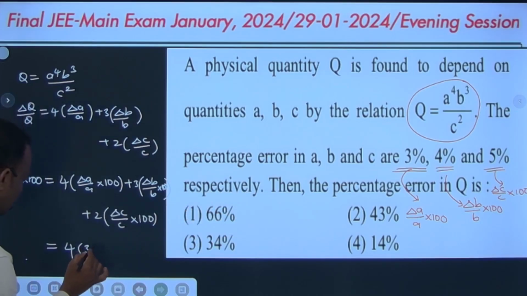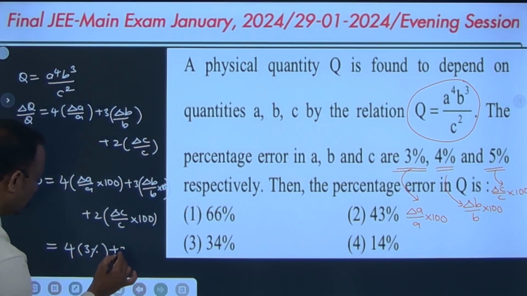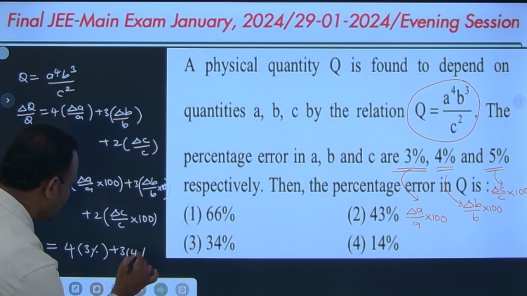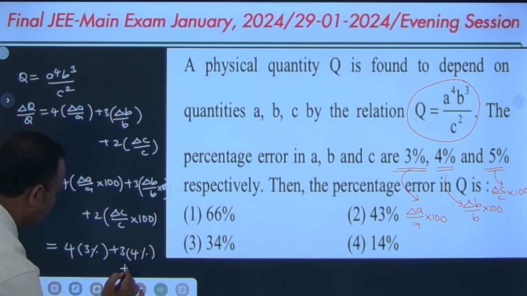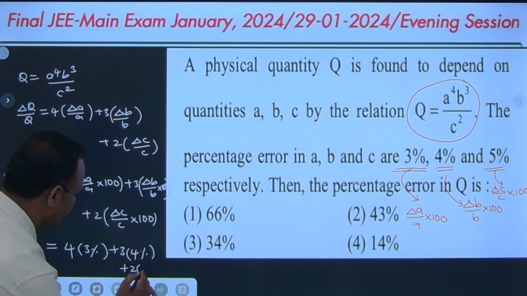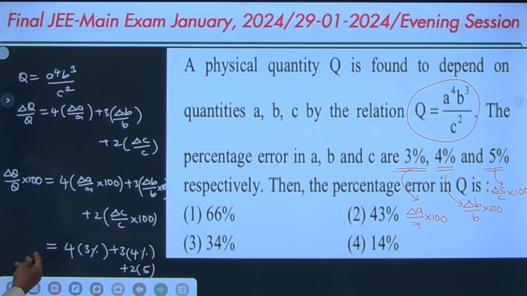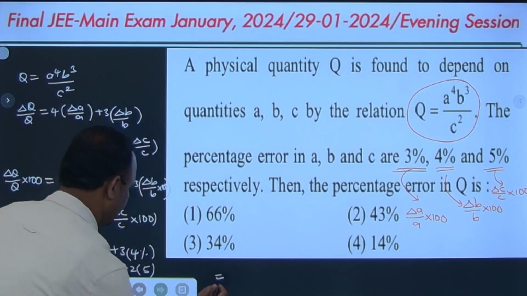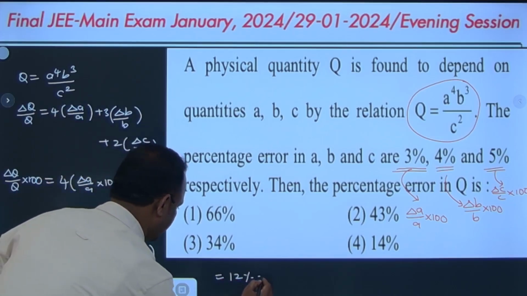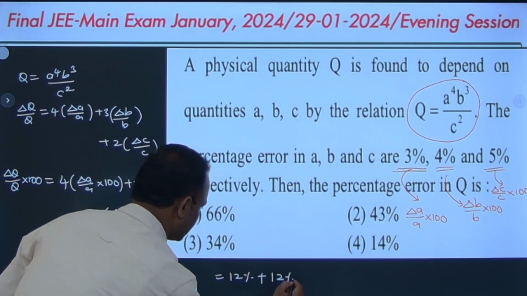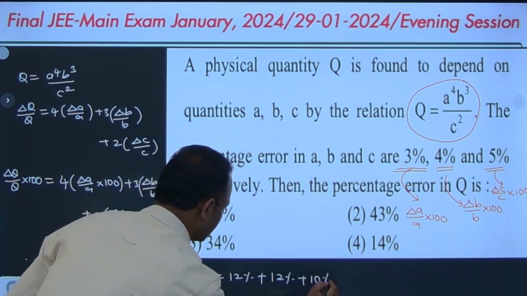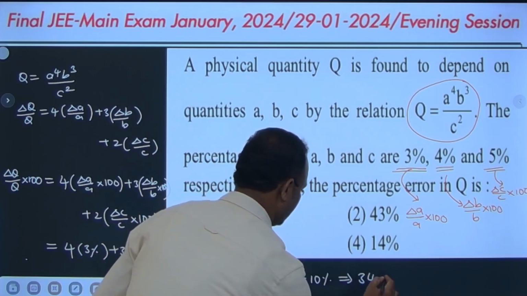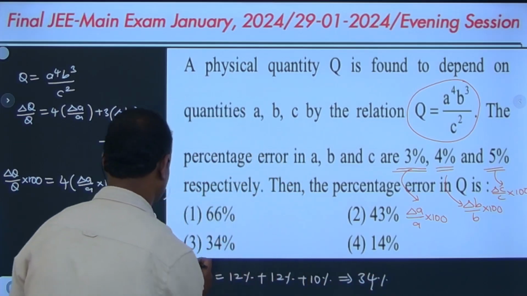It's 3%. Okay, plus 3 into the next one is what? It's 4%, plus the next one, plus 2 into another one, it's 5%. So this will be what? 4 3s are 12%, plus 12%, plus it's 10%. This is 24, it's 34%. So the answer is this.